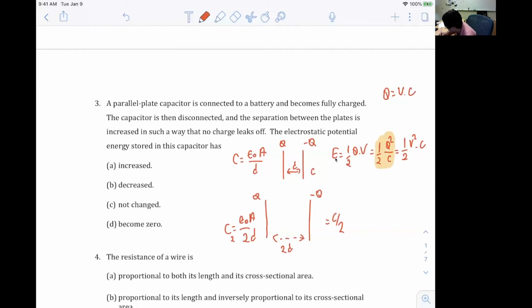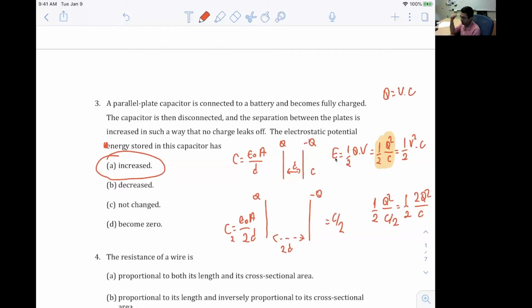So in the first one, let's say C, and in the second case the distance is going to be 2d and the capacitance is going to be C over 2. With C over 2, if you put it in, it will be 2 times Q squared divided by C. So when you increase the distance from d to 2d, the capacitance is going to be half of it, but the energy is inversely proportional to the C if the Q is constant. So that's important. Because of that, the energy is going to increase.